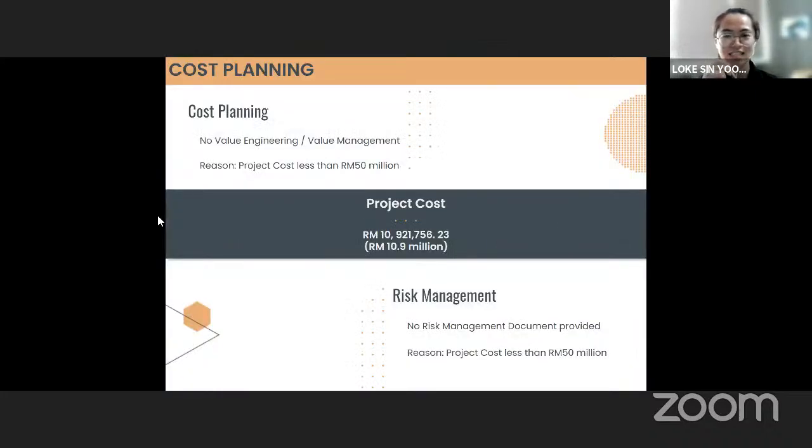Yes. Good afternoon, everyone. Generally, risk management is crucial to identify what kind of risk for the particular project and how to manage the risk. However, based on our case study for Klinik Kesihatan project, we do not have a risk management plan. As JKR stated, for projects above 50 million ringgit, we have the risk management plan. That's all from me. I will invite the next presenter.